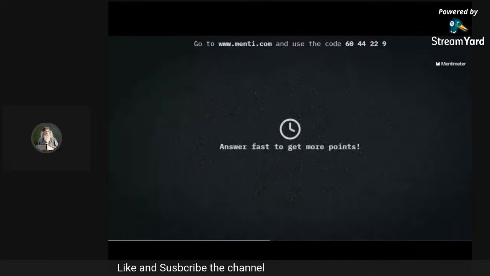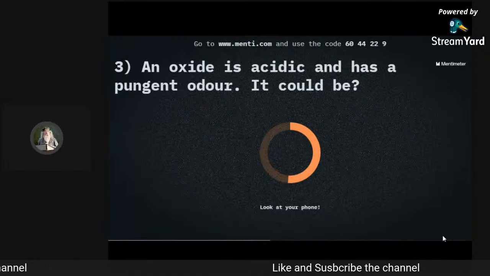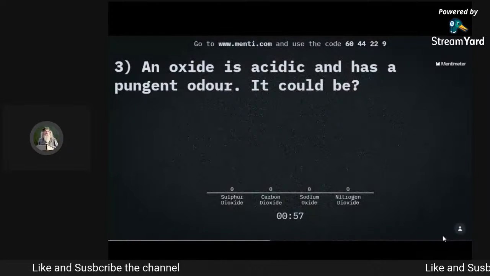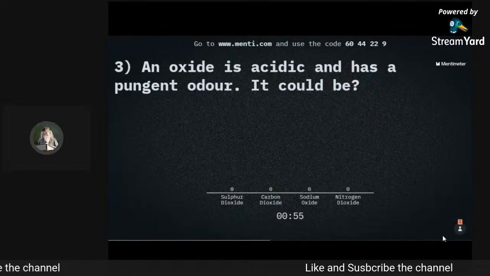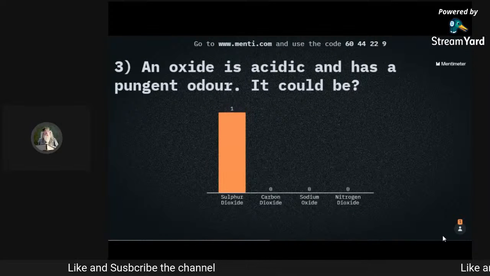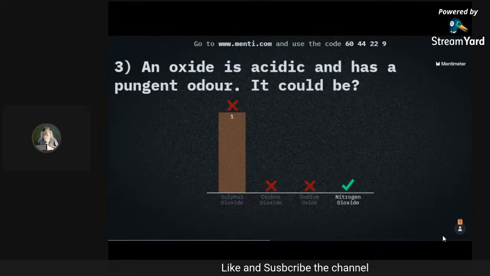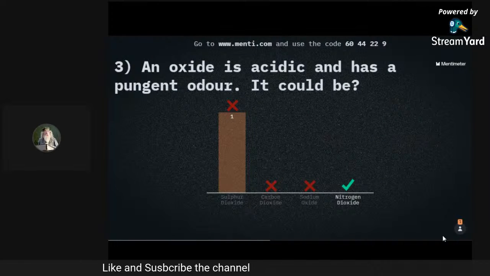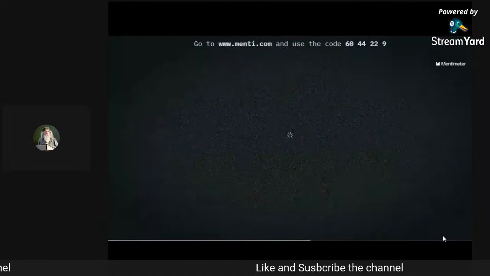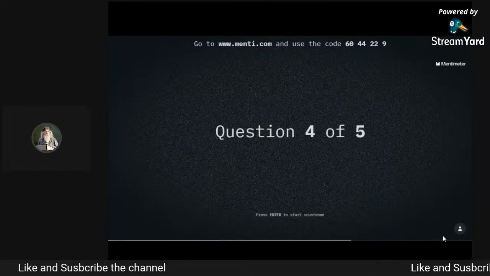Next question. Question 3. An oxide is acidic and has a pungent odor. Which of the following can fit exactly? See, it is told acidic and odor is also given. It is nitrogen dioxide. Sulfur dioxide does not have any odor. Carbon dioxide does not have. Sodium oxide is first of all not acid. Correct answer is nitrogen dioxide. Two of you are there, but voting is done by only one.